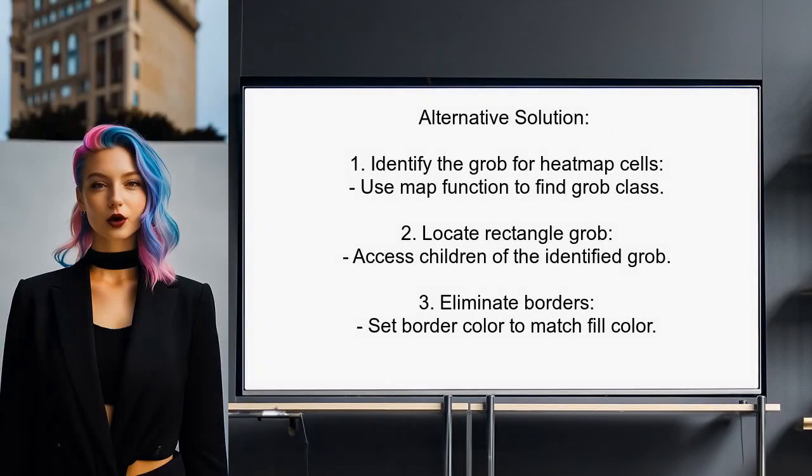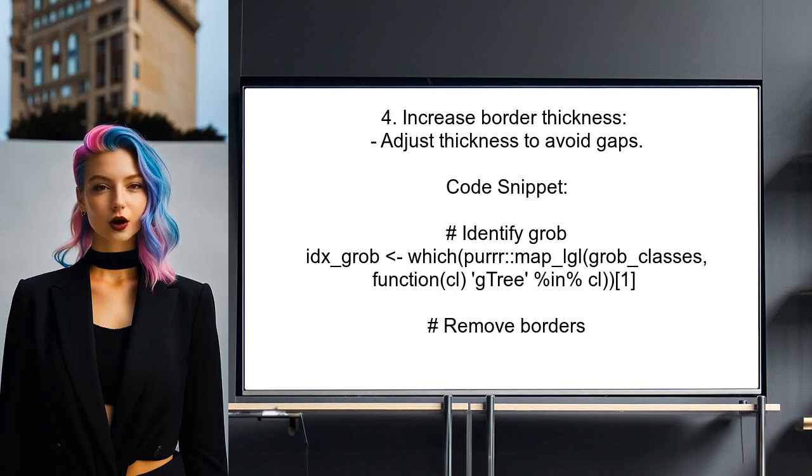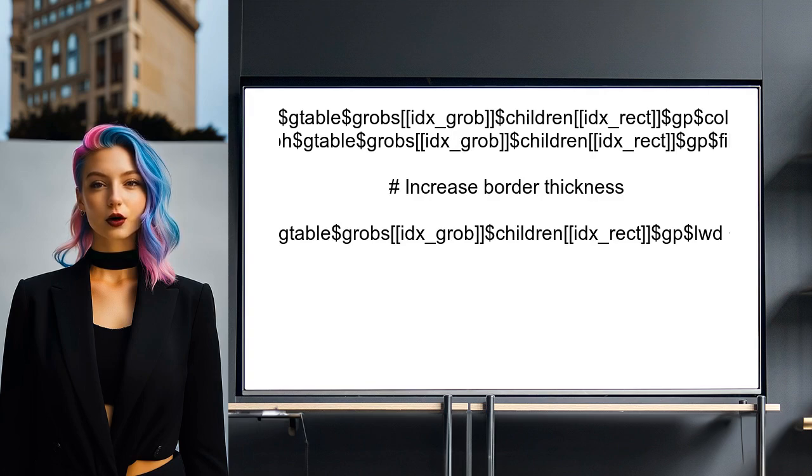An alternative solution suggests editing the border colors for each cell individually. First, identify the grob that corresponds to the heat map cells. This can be done using the map function to find the right grob class. Then, locate the rectangle grob within that grob. By setting the border color to match the fill color, you can effectively eliminate the borders. Additionally, increasing the border thickness can help ensure there are no gaps between the cells.